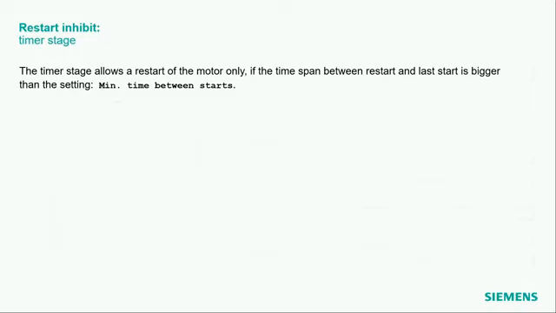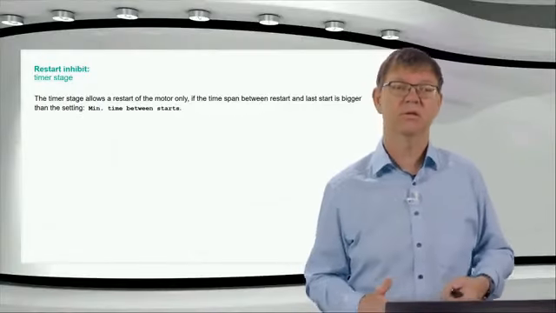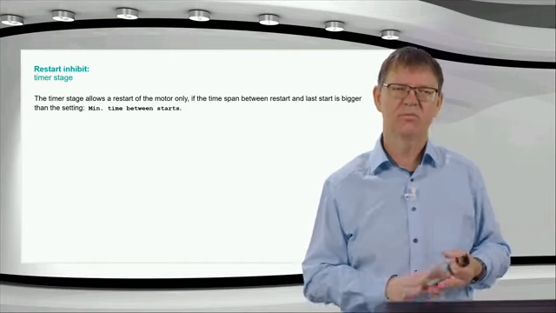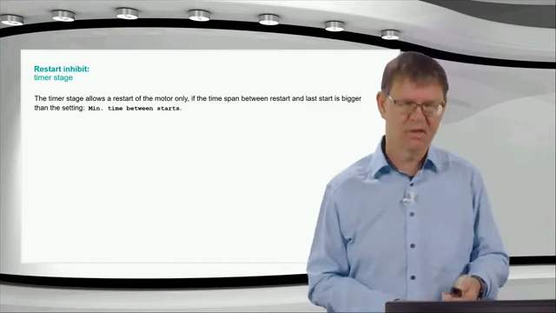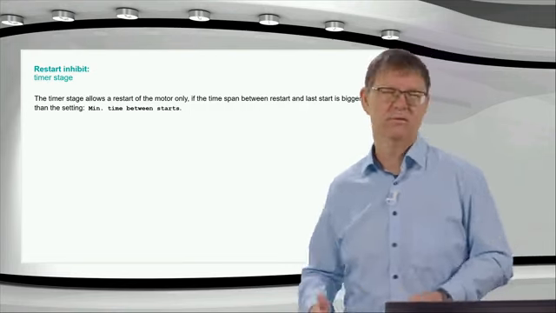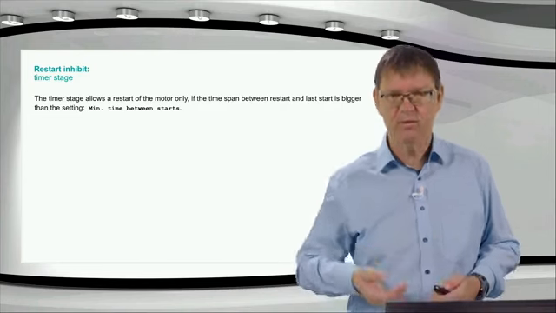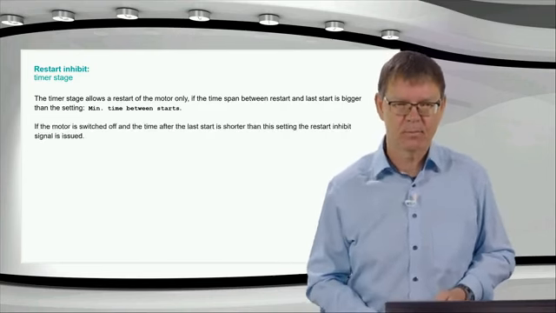The timer stage allows a restart of the motor only if the time span between a start and the next start, the restart, is bigger than a certain setting. So we have a minimum time between starts. If you have information from the motor data, you should wait so and so much time until you make the next start. Then you can activate this timer stage.